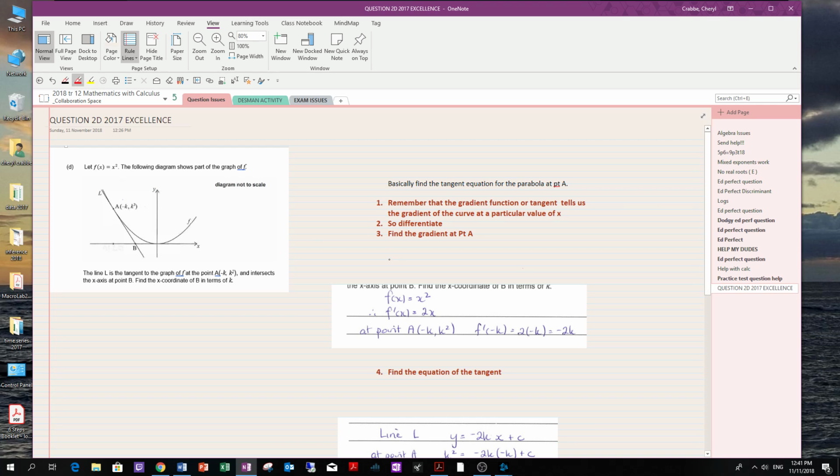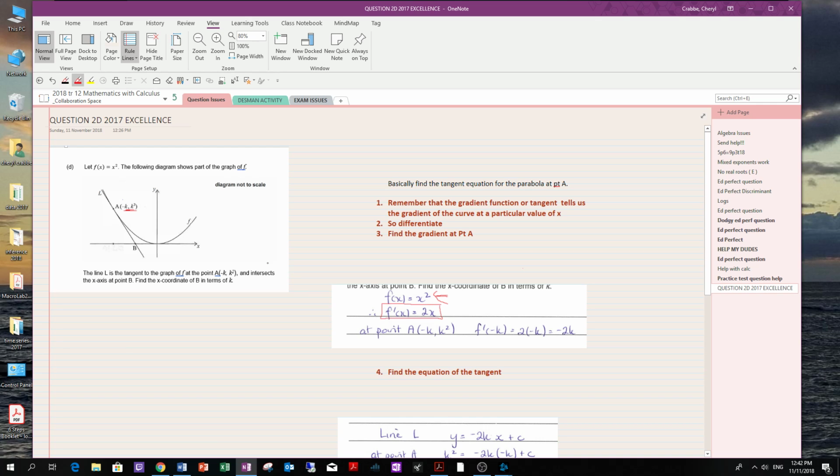So the first thing that we've got to do is find the gradient in terms of, obviously, k, because we don't actually know what a is. We don't have any numbers, so we're not going to be able to get a physical number for the gradient, but we can get an expression for the gradient. So in order to find the gradient, we've got to differentiate. We take our initial parabola, f of x is equal to x squared, and differentiate it into f prime x is equal to 2x.